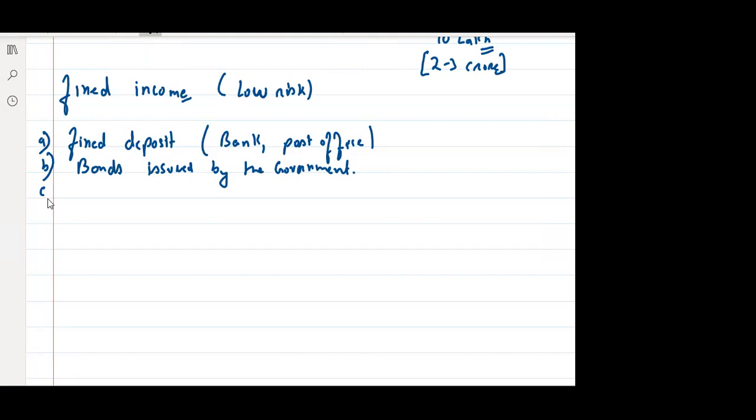Now, third are what? Tell me. So basically, they are the two: bonds, issued by government or private companies. Sir, what do they contain? Okay, I will tell you what they contain, don't worry. Okay, just give me a minute. So we will discuss about bonds in detail later.